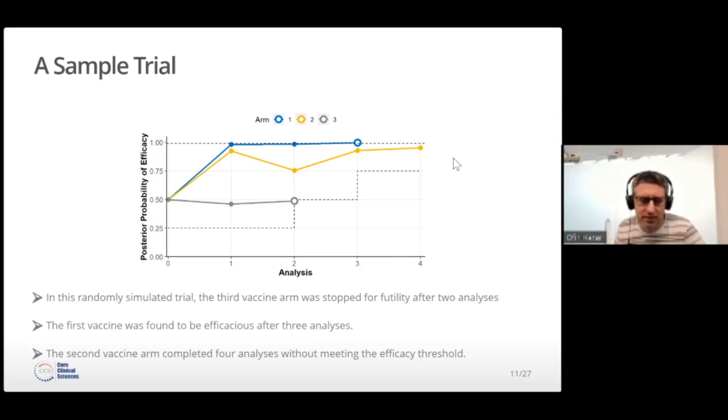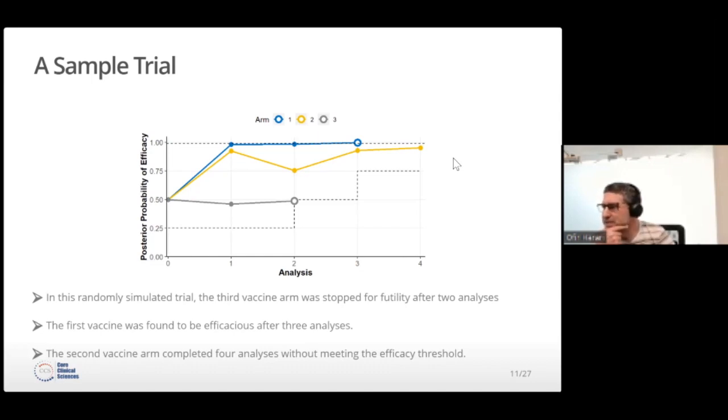It wasn't shown to be futile. We just decided that according to the boundaries that we set, it stood a very small chance of eventually becoming effective or showing to be effective. So we terminate it at that point after 2 analyses, and we keep going with the 2 other vaccine arms, and obviously the control one.